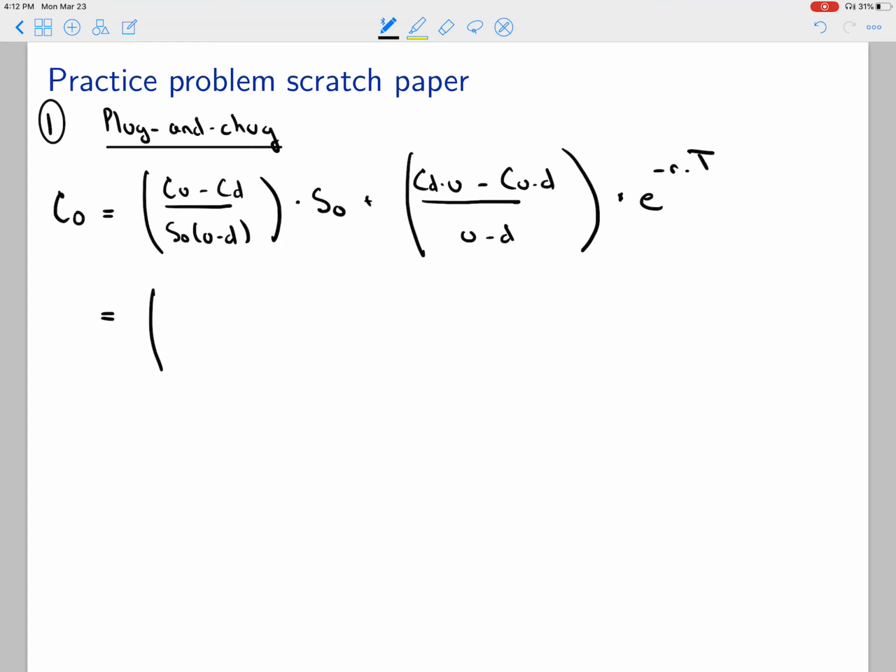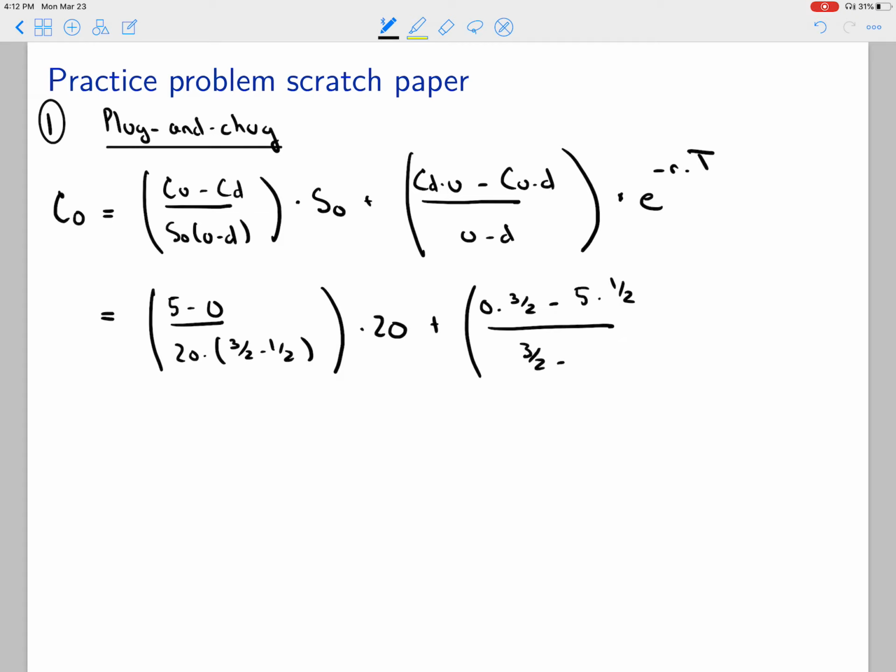It's going to be equal to (5 minus 0) over 20 times (3/2 minus 1/2), times S sub 0, 20, plus C sub D, 0, times 3/2, minus C sub U, 5, times D, 1/2, over 3/2 minus 1/2, times e to the negative RT, we said this is 0.99. Okay, work this out, what are we going to get?